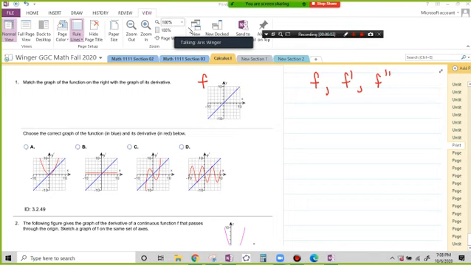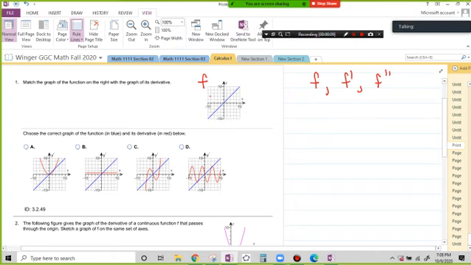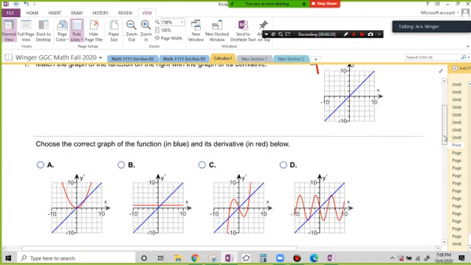And so now we notice that we're given the function f, and this function is a line. Looks like the slope is always the same, and so its derivative should be constant.